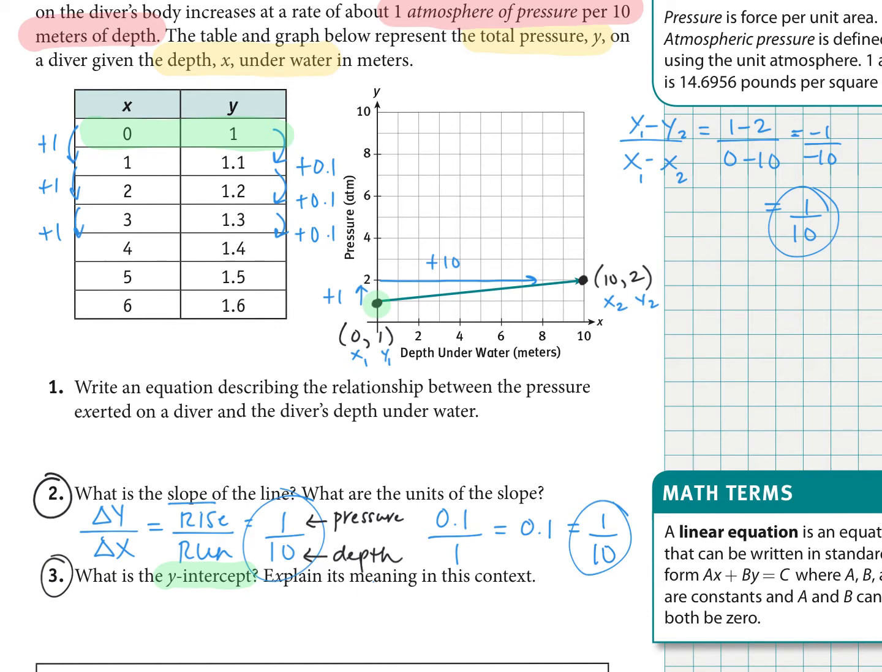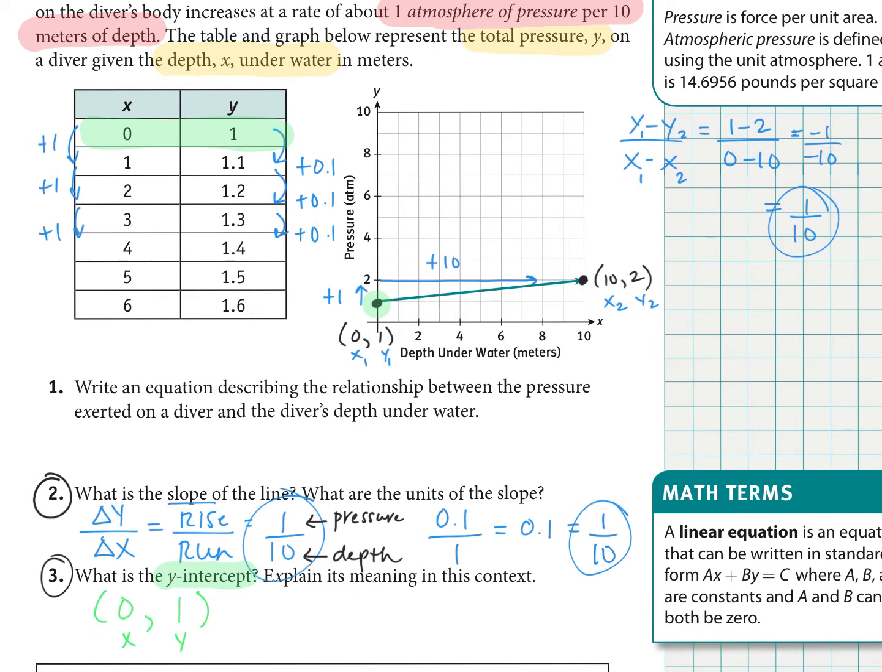Now, to write down the coordinates of the y-intercept, remember, we want to write it as a point. So that means we want to write it as an x, y value. So we're going to write that as 0, 1. Now, it also asks for us to explain the meaning of this 0, 1 in the context. So remember, 0 stands for the depth underwater.